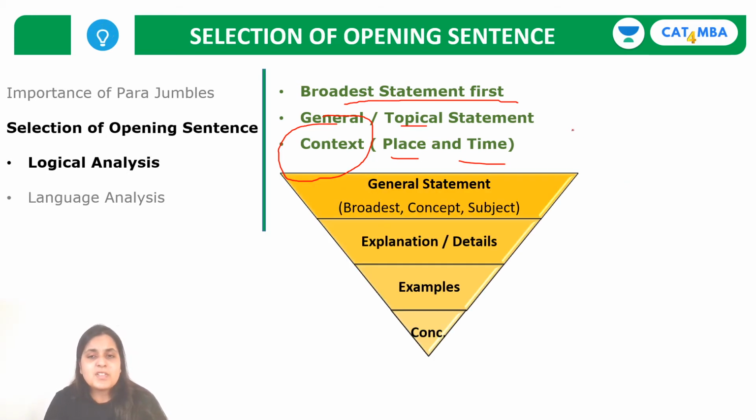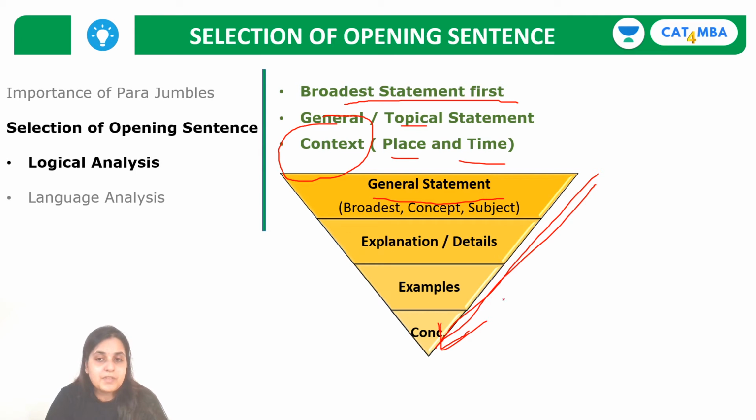Now, let me give you some examples. So this is a structure guys of the basic general essay type question. You start with the most broadest, the most conceptual, the most topical statement. Then you narrow down, then you zero down, then you go specific. For example, if the passage is about global warming, there is one statement which talks about the impact of global warming on the world. And there's another statement which talks about the impact of global warming on India.